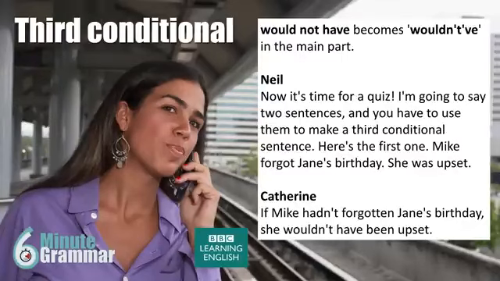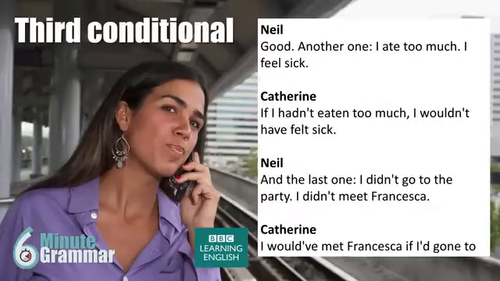Now it's time for a quiz. I'm going to say 2 sentences, and you have to use them to make a third conditional sentence. Here's the first one. Mike forgot Jane's birthday. She was upset. If Mike hadn't forgotten Jane's birthday, she wouldn't have been upset. Good. Another one. I ate too much. I feel sick. If I hadn't eaten too much, I wouldn't have felt sick.